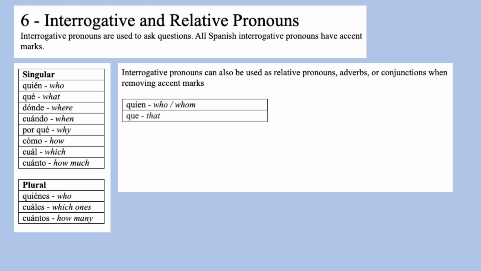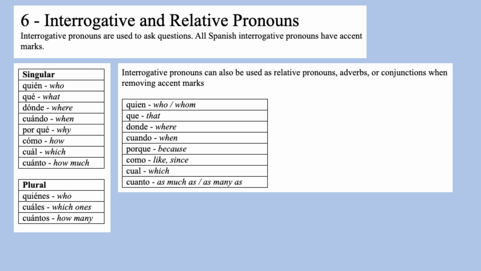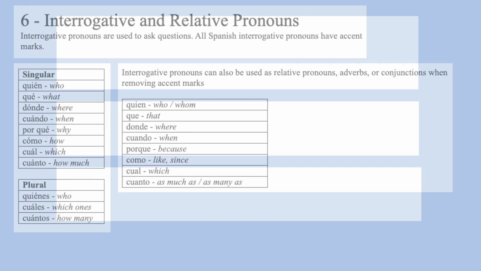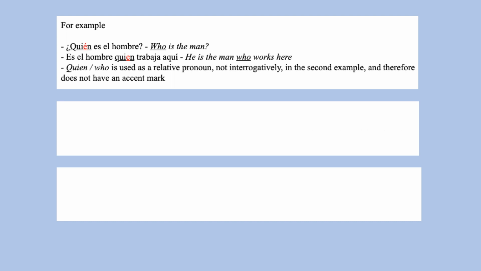¿Quién? ¿Qué? ¿Dónde? ¿Cuándo? ¿Por qué? ¿Cómo? ¿Cuál? ¿Cuánto? A few examples. ¿Quién es el hombre? Es el hombre quien trabaja aquí. So quien is used as a relative pronoun, not interrogatively, in the second example. Therefore, quien does not have an accent mark in the second sentence.